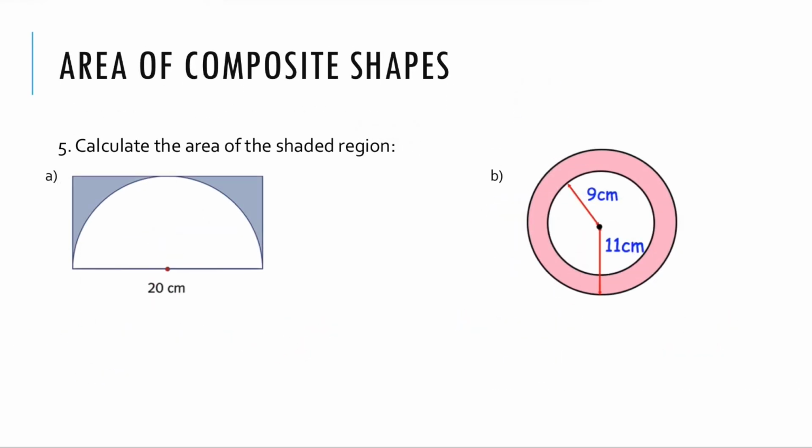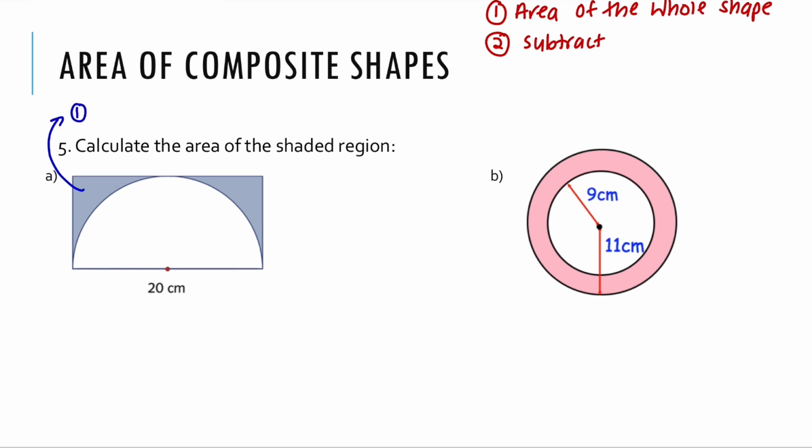So here with these particular composite shapes, I'm now asked to find the area of the shaded region. So here what I normally like to do for this one is I find the area of the whole shape, and then my second step is to subtract the shape that isn't shaded in. So what you can see here is, can you see that in blue, my first shape is actually a rectangle. So here, actually let's make this 1. So I've got my rectangle, and then my second shape here is a semicircle.